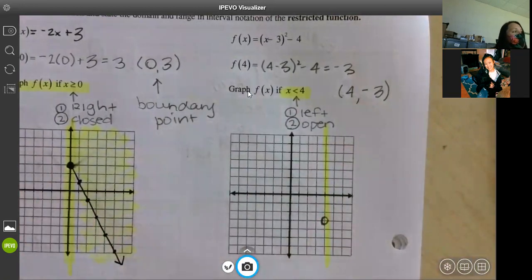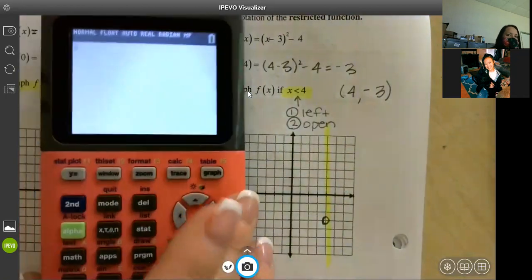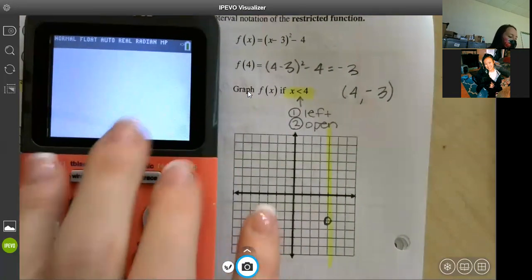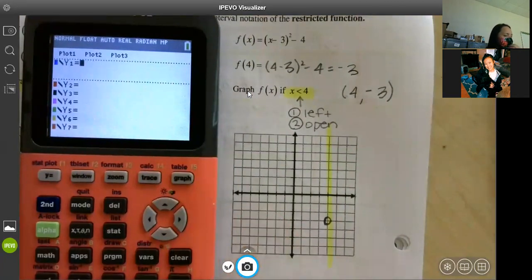Now the last one was easy because it was linear, so we could just do rise over run, and that's fine. But quadratic is not as easy to graph, and I don't want you to spend 20 years plugging in points. I can't justify making you do that, okay? So what we're going to do is in our calculator, we're going to put in our function.